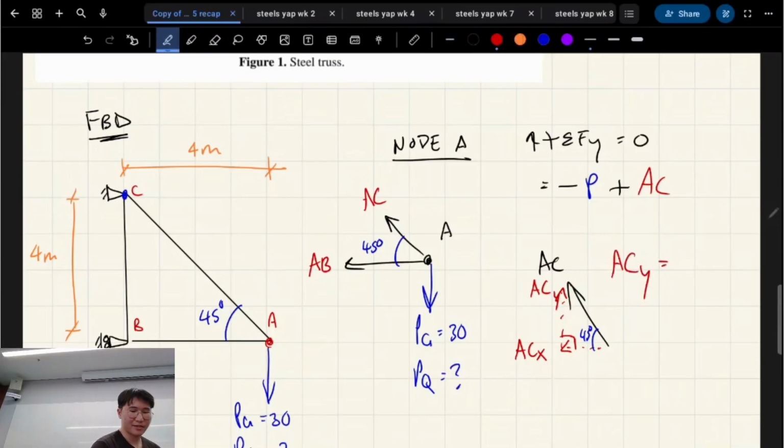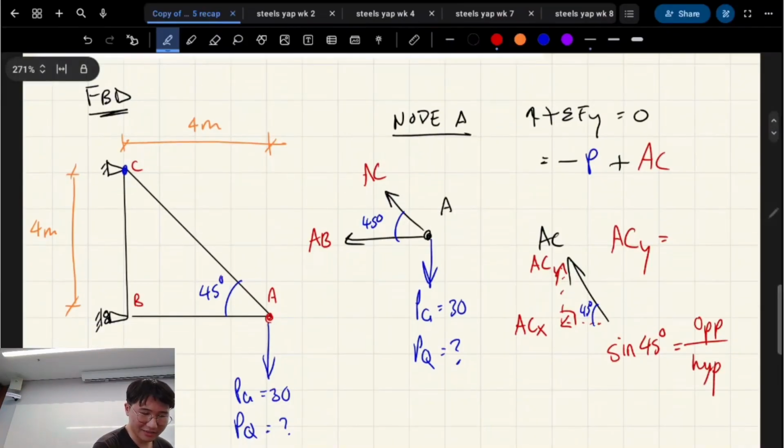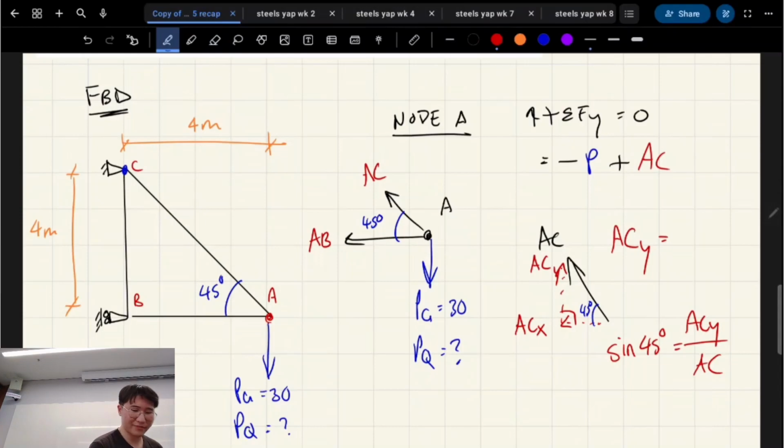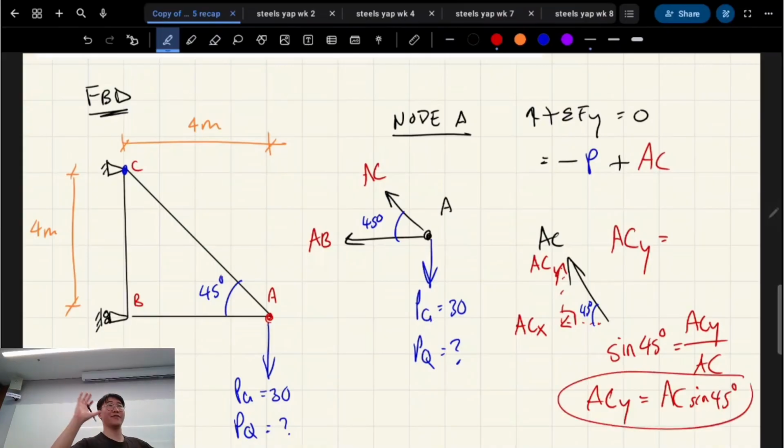ACY. We know sine of your angle is opposite over hypotenuse, right? This brings you back, eh? So what's the opposite of that sine 45? Opposite is ACY. Hypotenuse is AC. Rearrange: ACY equals AC sine 45. That's how you find the vertical component of that force. Get it?